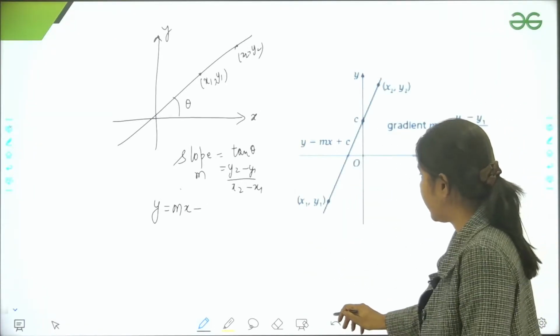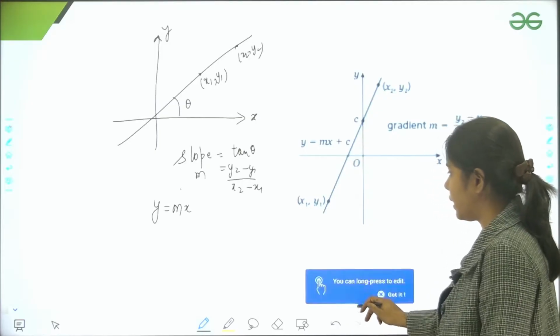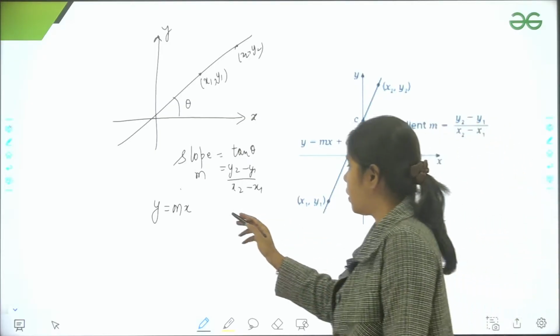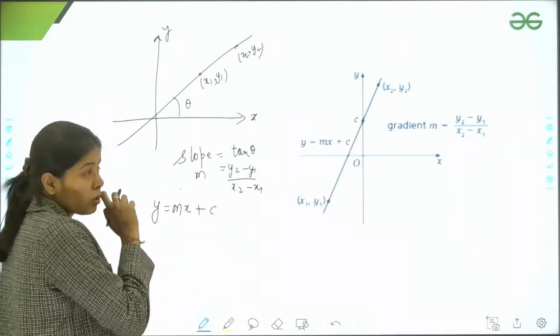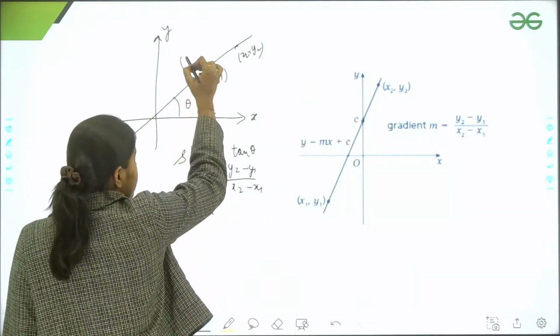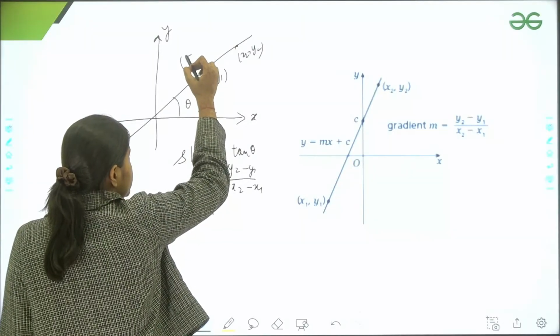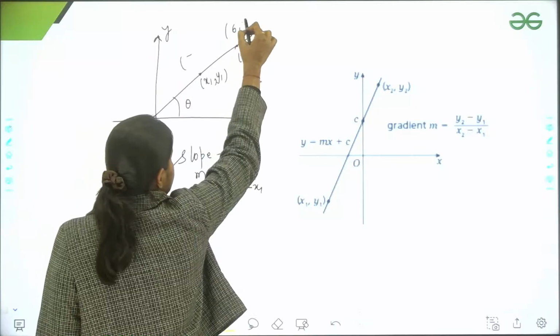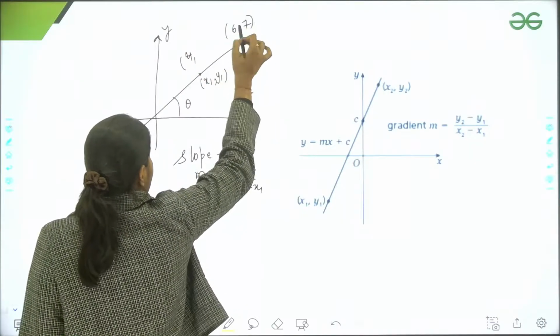Let me clarify this. Y is equal to mx plus c would be the equation, right? So in the previous example I had taken a point, I don't remember the point, so let's suppose I have taken the points 6 comma 7 and 4 comma 1.